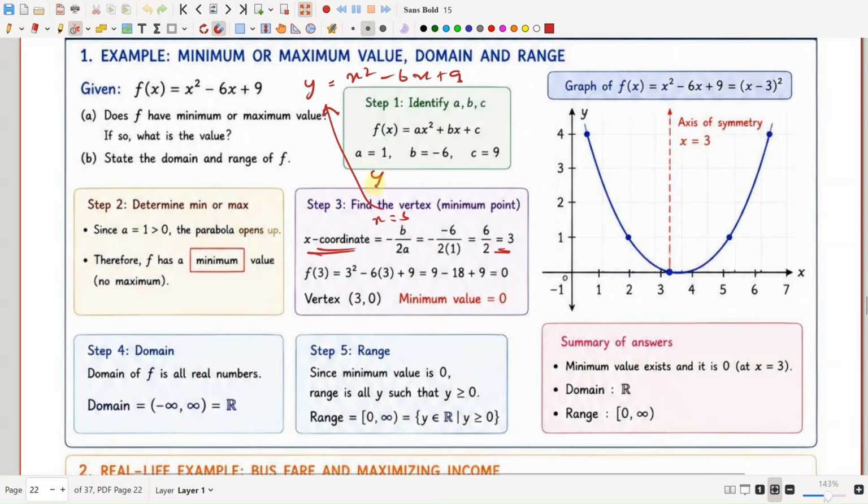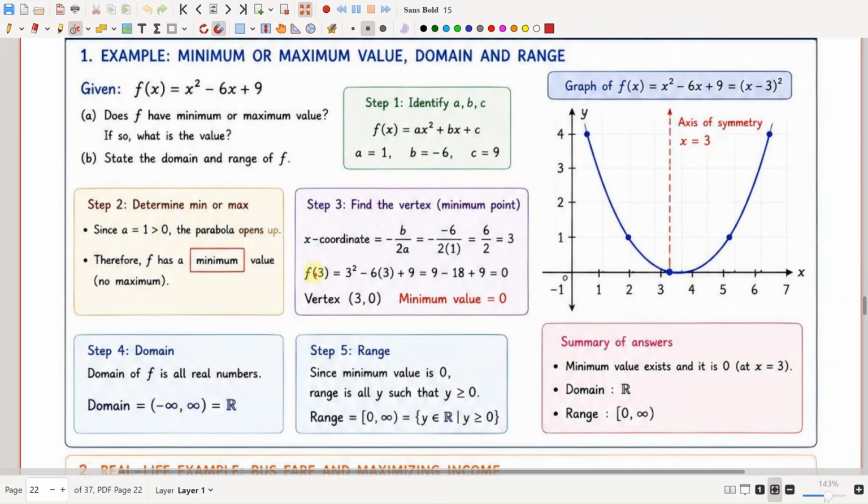So y is equal to 3 square minus 6 into 3 plus 9, which is 9 minus 18 plus 9. So 9 plus 9 is 18, and 18 minus 18 is 0. So I have found f of 3, which is equal to y, which is equal to 0.